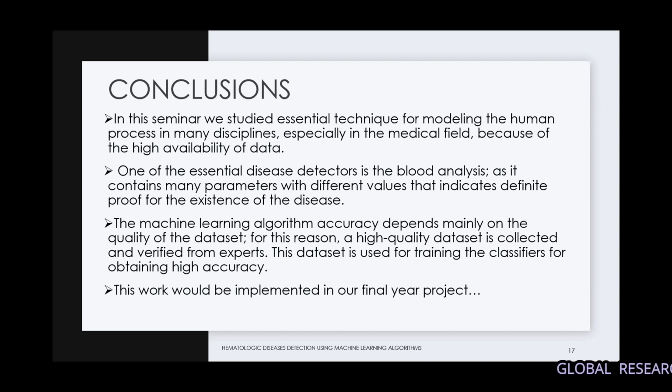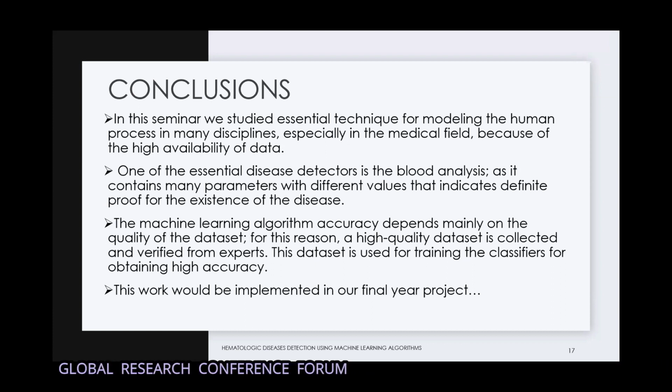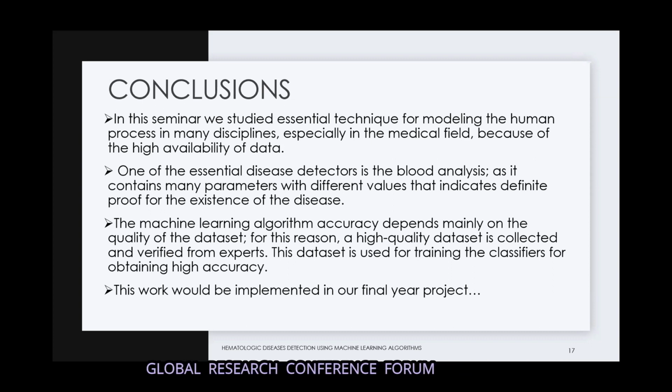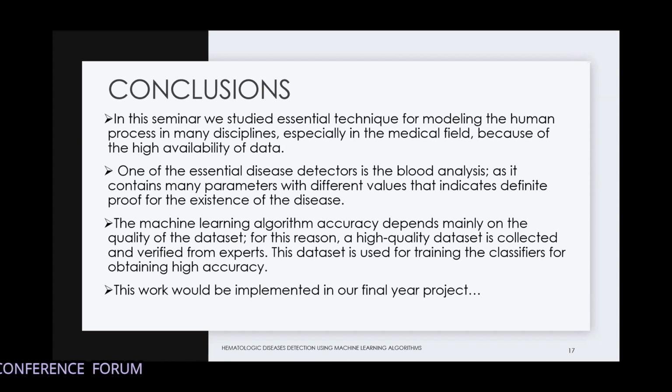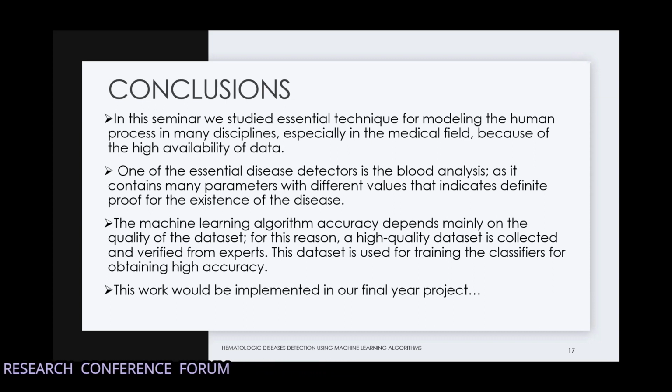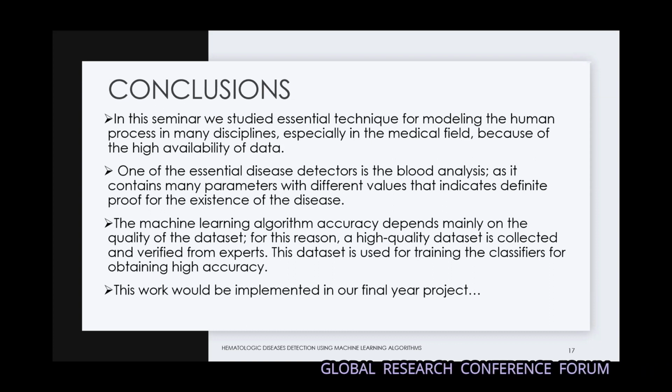So now I would like to conclude here. In this topic, we studied how ML is an essential technique for modeling the human process, especially in the medical field. Due to its high availability of data, and as we know, blood analysis is the main factor for any disease detection because it contains many parameters with different values which indicate a definite proof for disease existence. Even the accuracy of a machine learning algorithm mainly depends on the quality of the data set, and this data set is used for training the classifiers and for obtaining high accuracy.